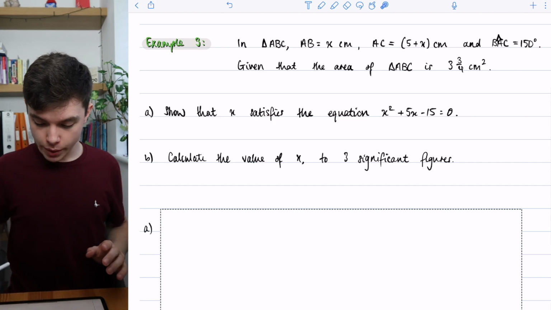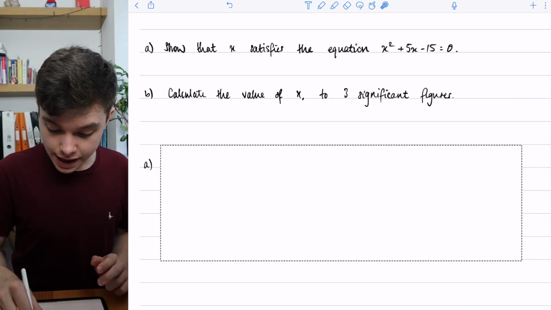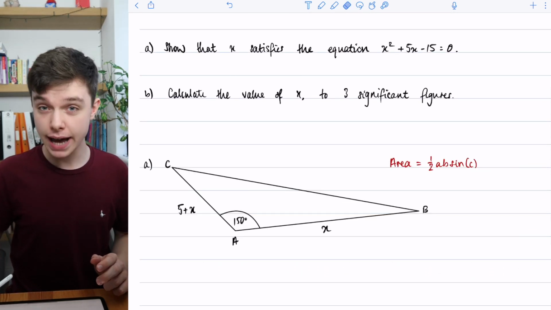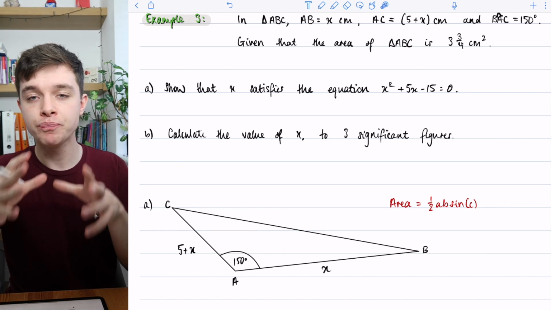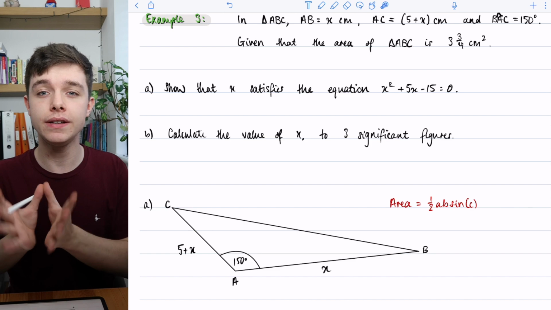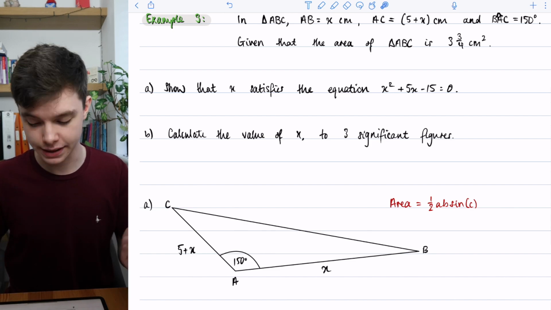Okay, part A, let's see what we can do. So under this box, I've actually started off part A, and really, I have just drawn a triangle. You have to get your triangle looking correct. We've not been given a triangle, so we need to use our drawing skills to draw one.